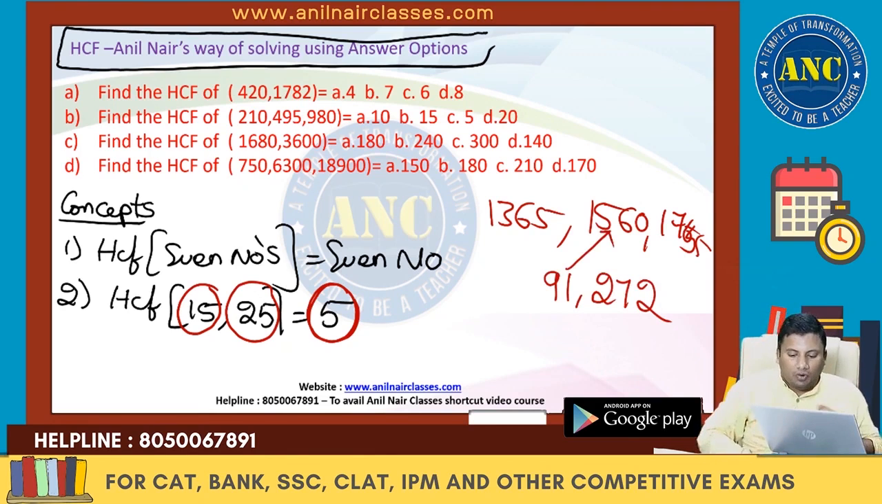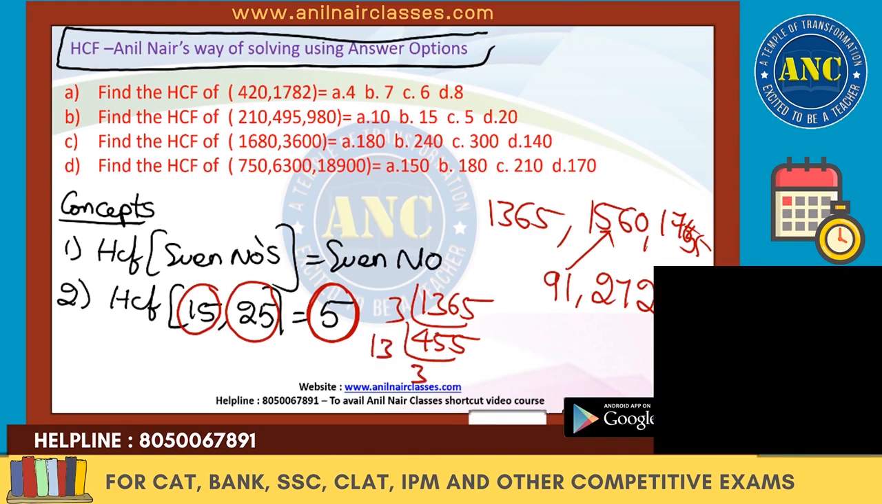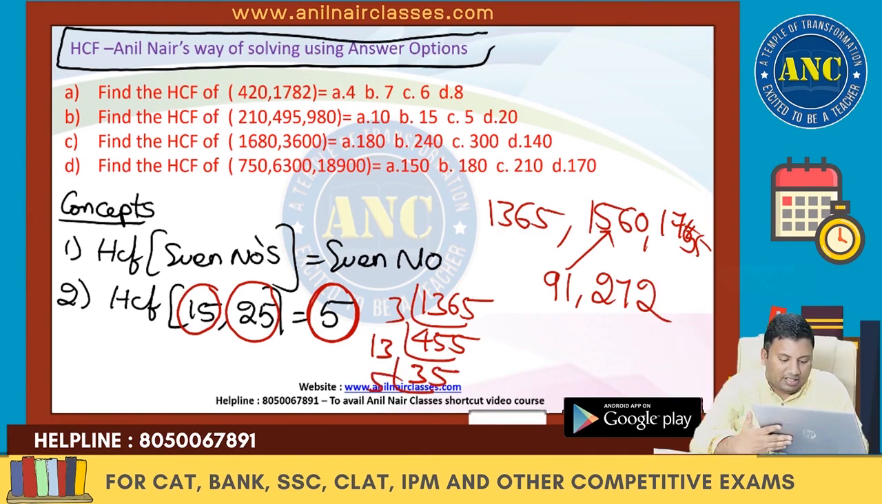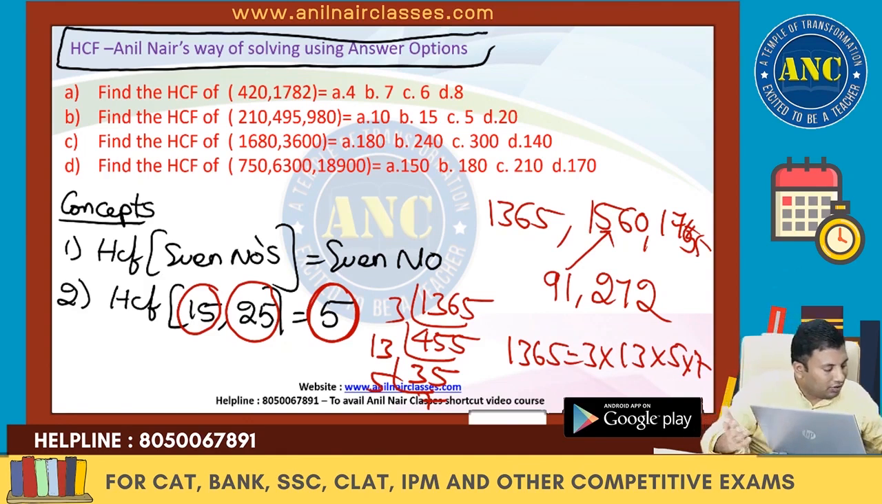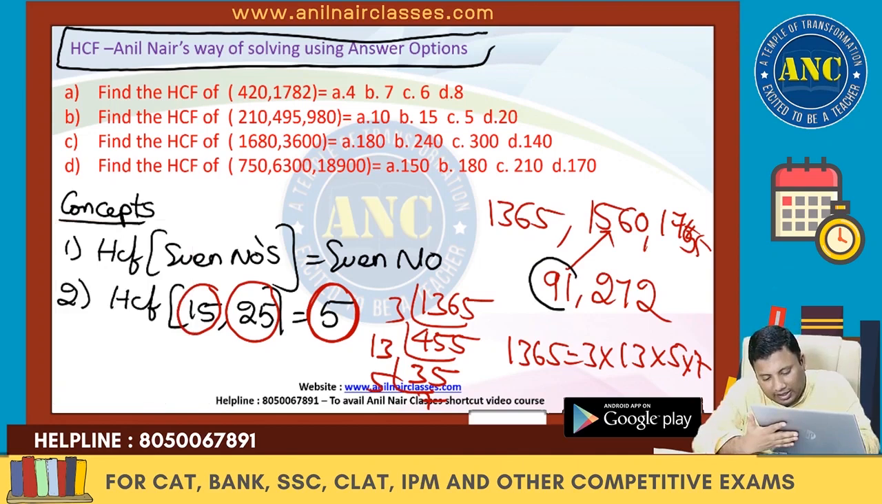Why I did not consider 91, first I will answer that question. If any doubt is good, we should discuss that one. 1365: 5 into 273, which is 13 into 21, so 1365 is 3 into 13 into 5 into 7. Now this is for you, Srikanth. Why did I not take 91? 91 is derived from 7 and 13.